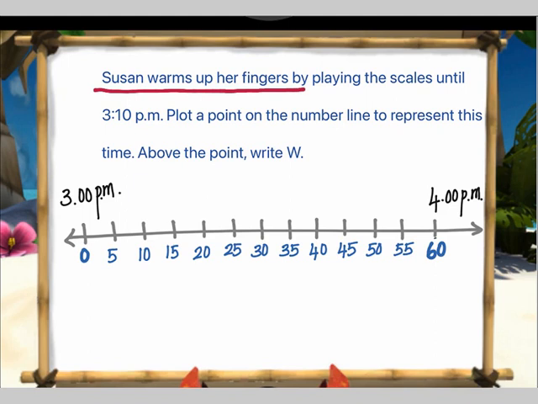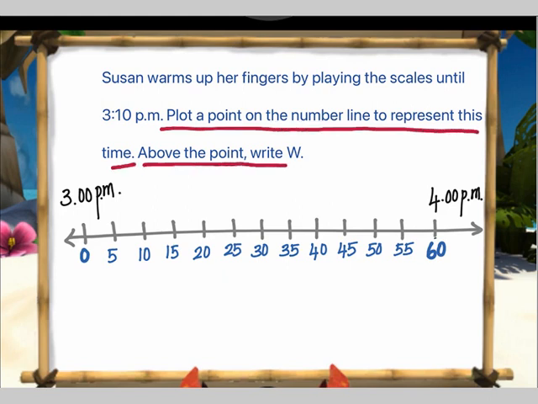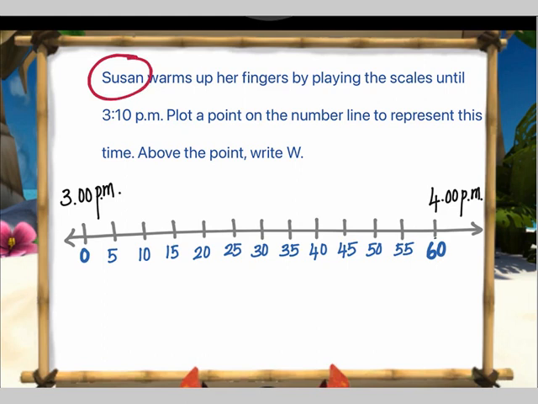Susan warms up her fingers by playing the scales until 3:10 p.m. Plot a point on the number line to represent this time. Above the point, write W. The character here is Susan. And what is she doing? She is playing scales. That means she is playing music. Until what time? Until 3:10 p.m.